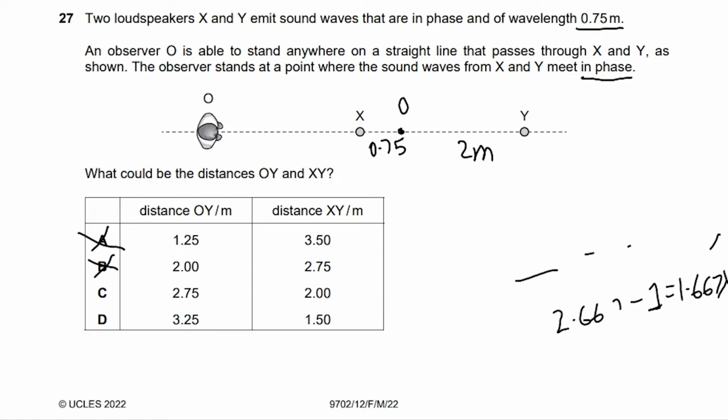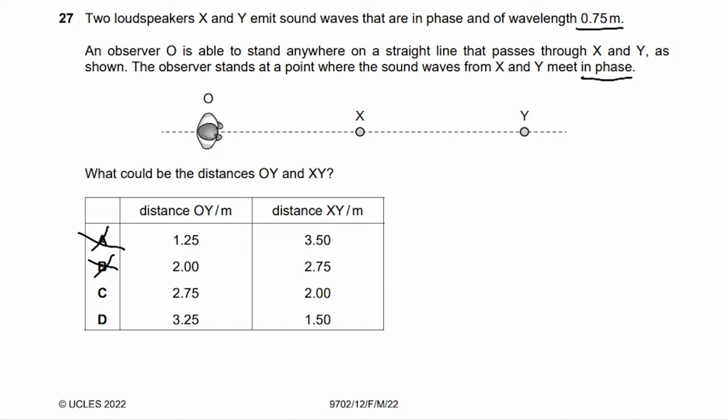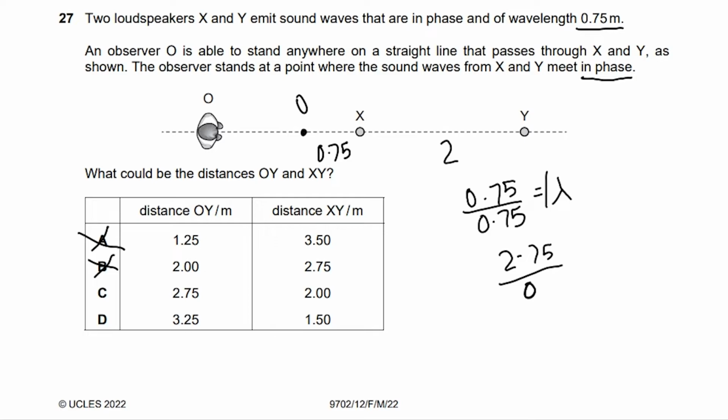Let's check option C. In option C, distance OY is 2.75 and the distance XY is 2. So O will be somewhere around here. The distance XY is 2 meter. The distance OY is 2.75 meters. So the distance OX is again 0.75 meter. Now 0.75 divided by 0.75 is 1 wavelength, and 2.75 divided by 0.75 is 3.667 wavelength.